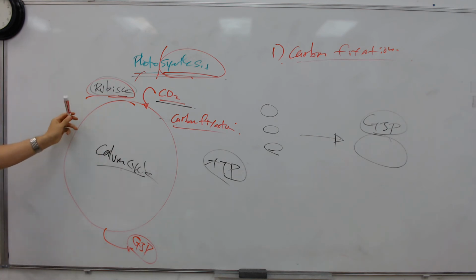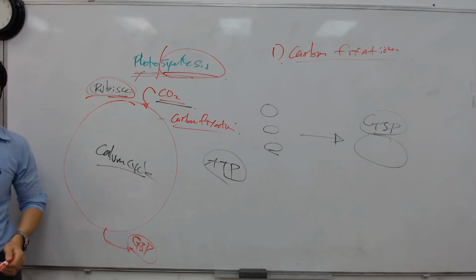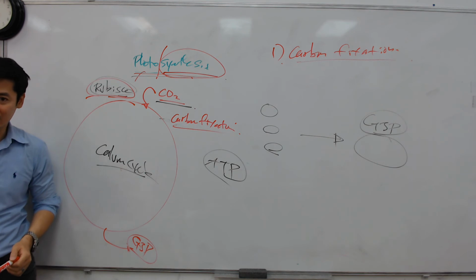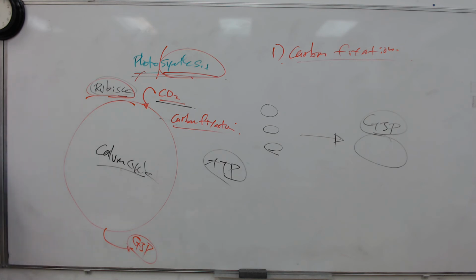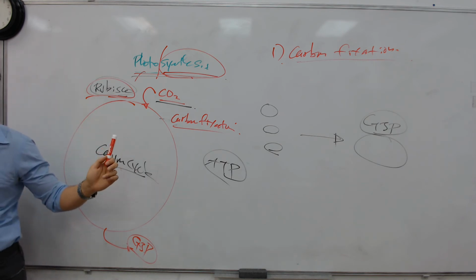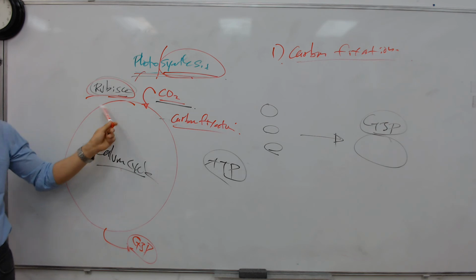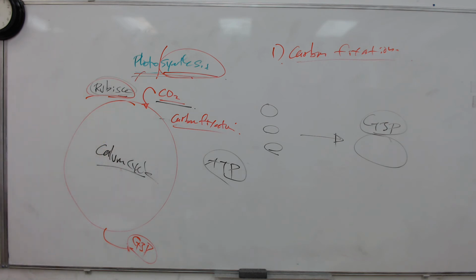Rubisco. So keep in mind, guys, Rubisco is the most abundant protein that's out there. Out of all the protein on earth, this is the most abundant protein. So all the plants will have it. All the plant cells will have it, by the way. But the problem is what, guys?